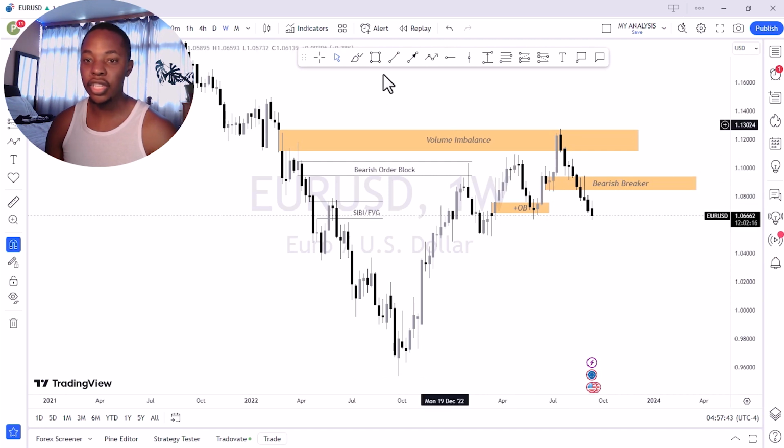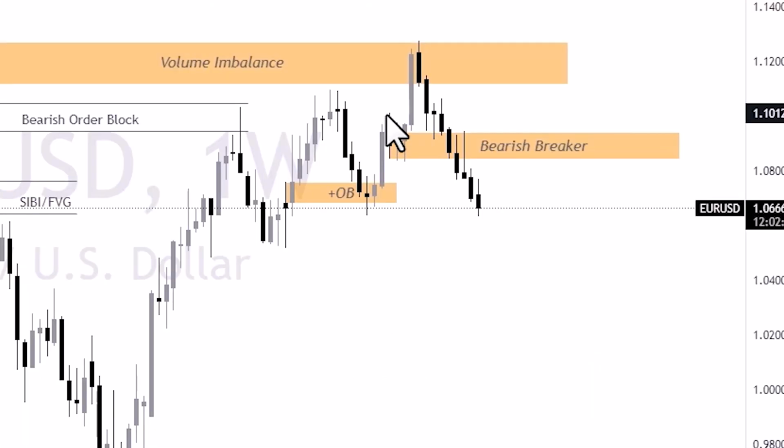I was actually expecting it to respect this order block here, this one here, but as you can see, it broke below and used it as a bearish breaker, went back up. As you can see, this candlestick here went back to reprice it and then rejected off of it. So that was also another entry to go here.